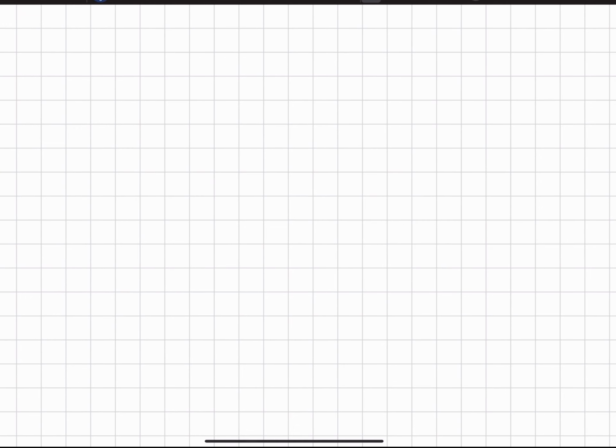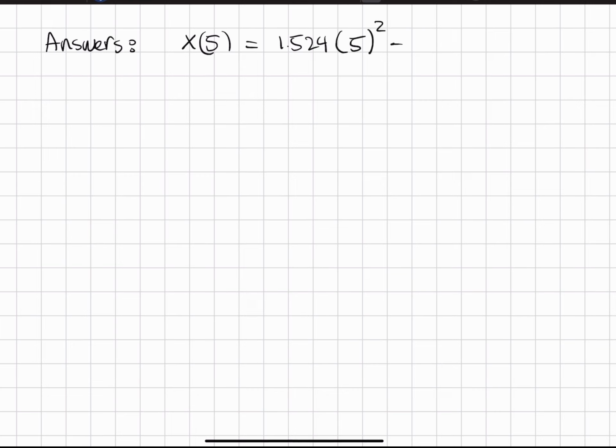And the time we were interested in was t is equal to 5 seconds. So the answer is as follows. We have x5 is equal to 1.524 times 5 squared. This gives us 38.1 meters. So 5 seconds after the force has been applied, we've moved 38 meters.